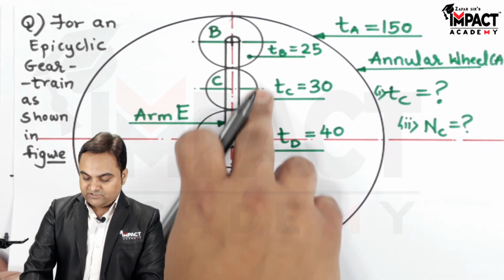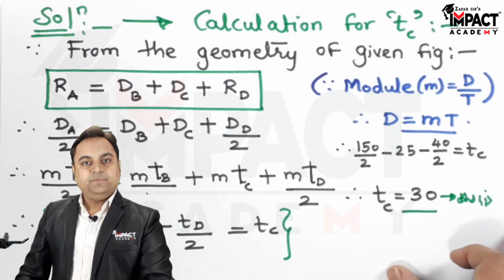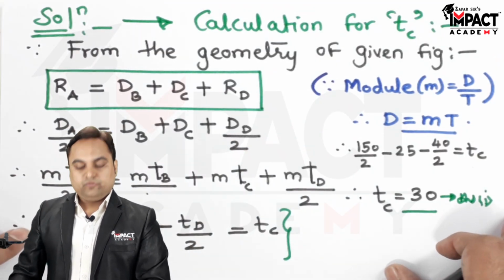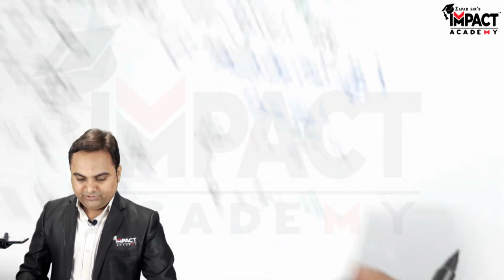Now we have to find the speed of gear C and its sense of rotation. For that, in an epicyclic gear train, we have to solve it by using the tabular method. So that tabular method I am going to show here.